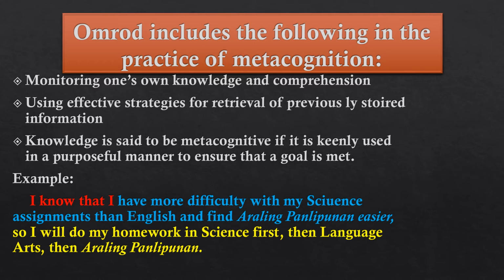The red part is your person variable. Do you remember that a while ago? The person variable. I know that I have more difficulty, so knowledge of oneself, with science assignments than English, and find Araling Panlipunan easier. So you know your task. The yellow: I will do my homework in science first, then language arts, and then Araling Panlipunan. That is the strategy variable. So I repeat, the red part is the person variable, the blue part is the task variable, and the yellow part is the strategy variable.